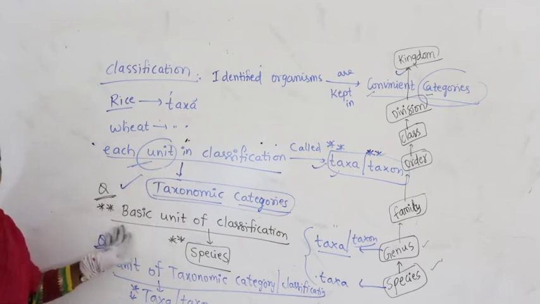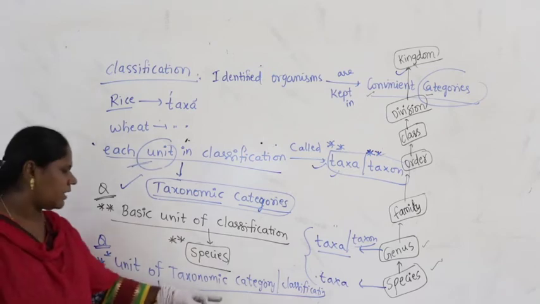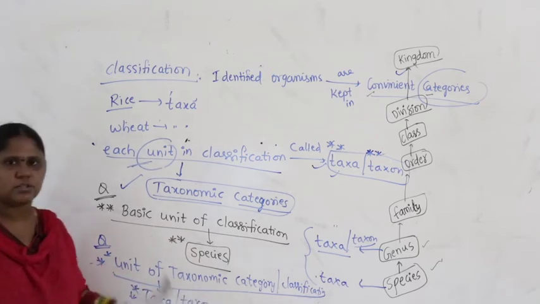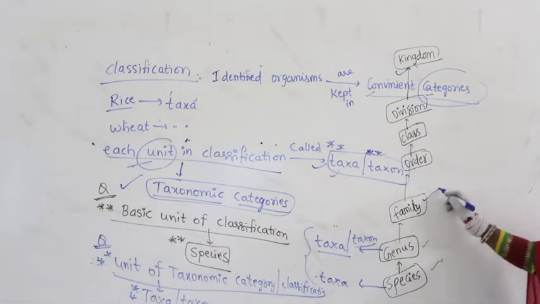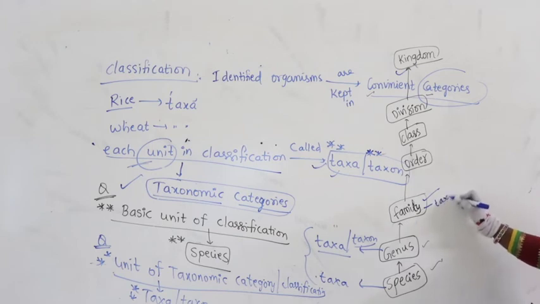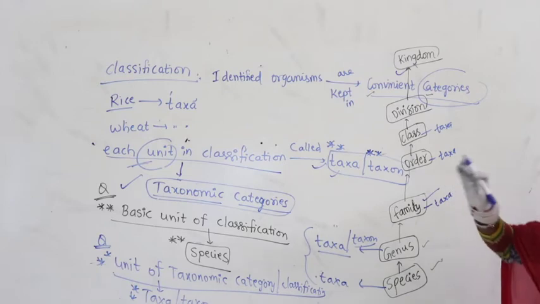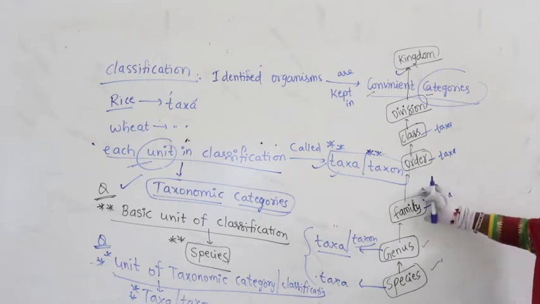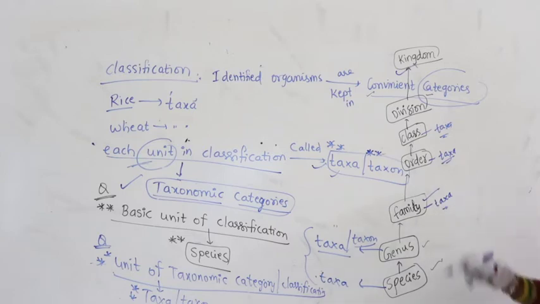Now, whenever the question is a basic unit of classification, it means species. A unit of taxonomic category or classification is taxa or taxon, meaning what? At any category, when you talk about a unit, family is a taxa. We say order is a taxa. Class is a taxa. At any category, each one itself is called a taxa. But basis means this all will arise from where? From the basic unit, then the answer will be species.